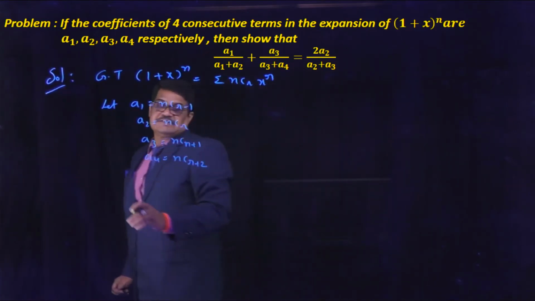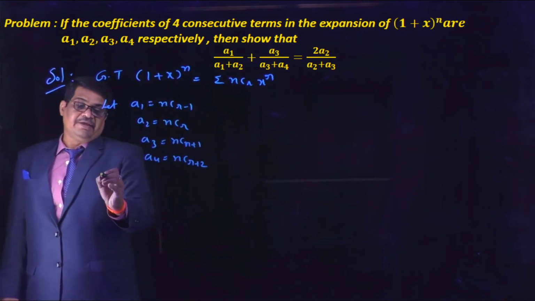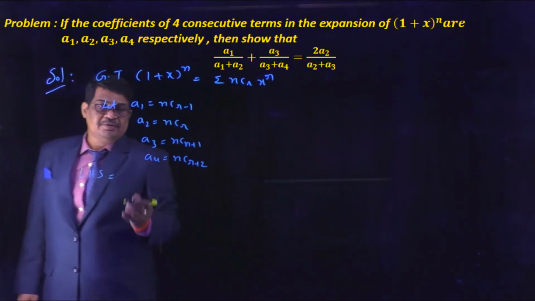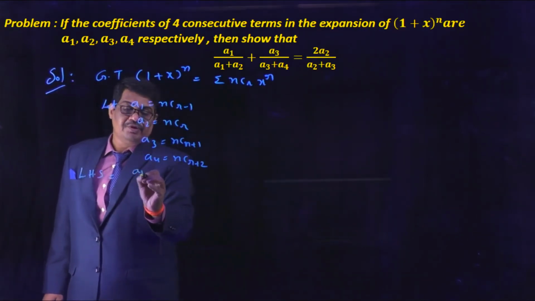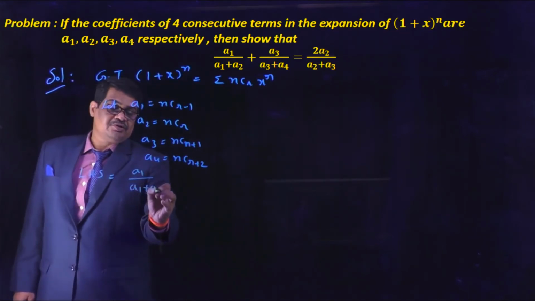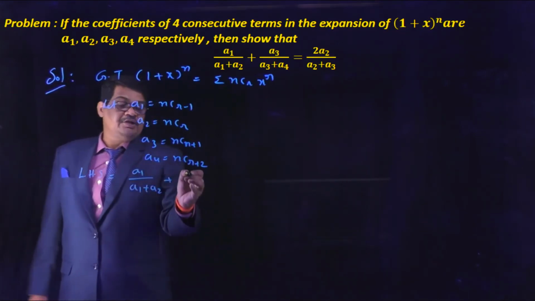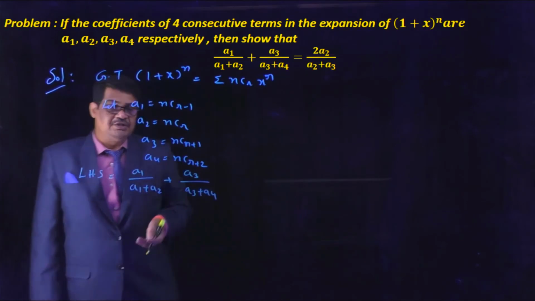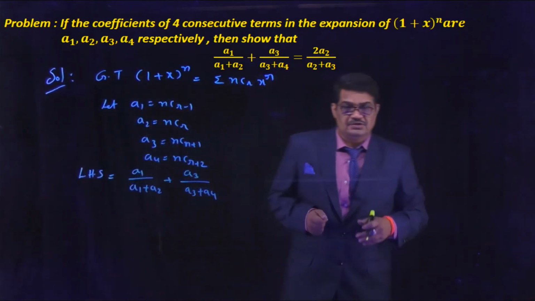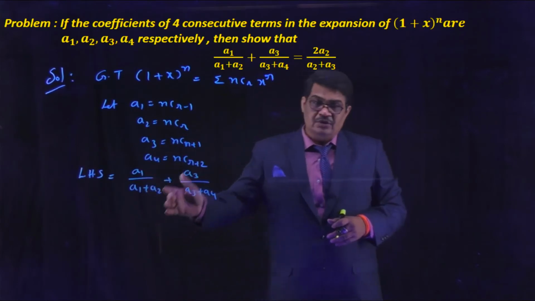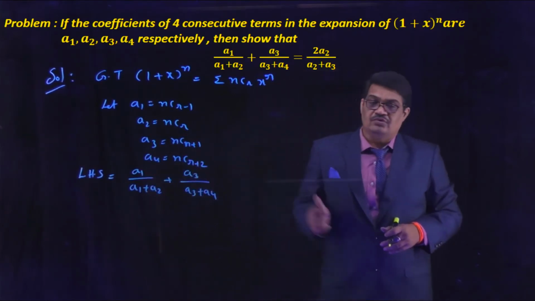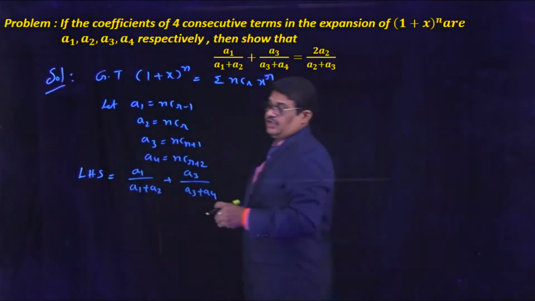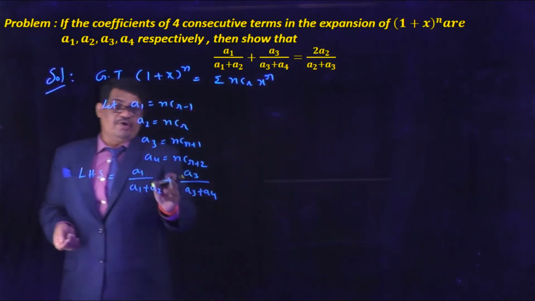Okay, take the LHS of our proving result. What is here LHS? That is a1 by (a1 + a2) plus a3 by (a3 + a4). That is the LHS of our proving result. Now we have to find the value of this LHS.